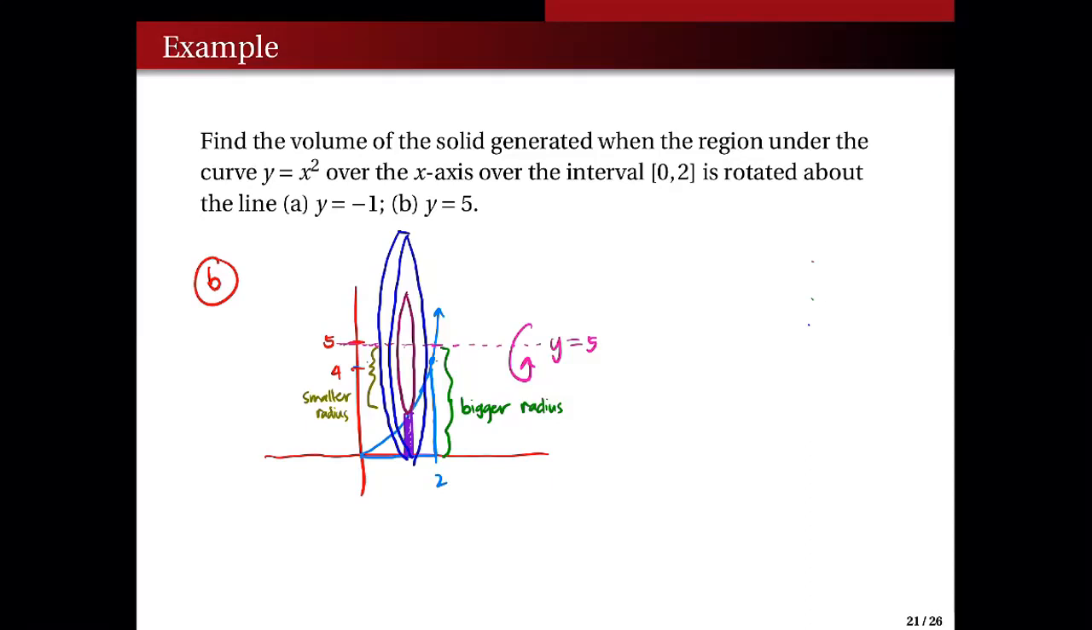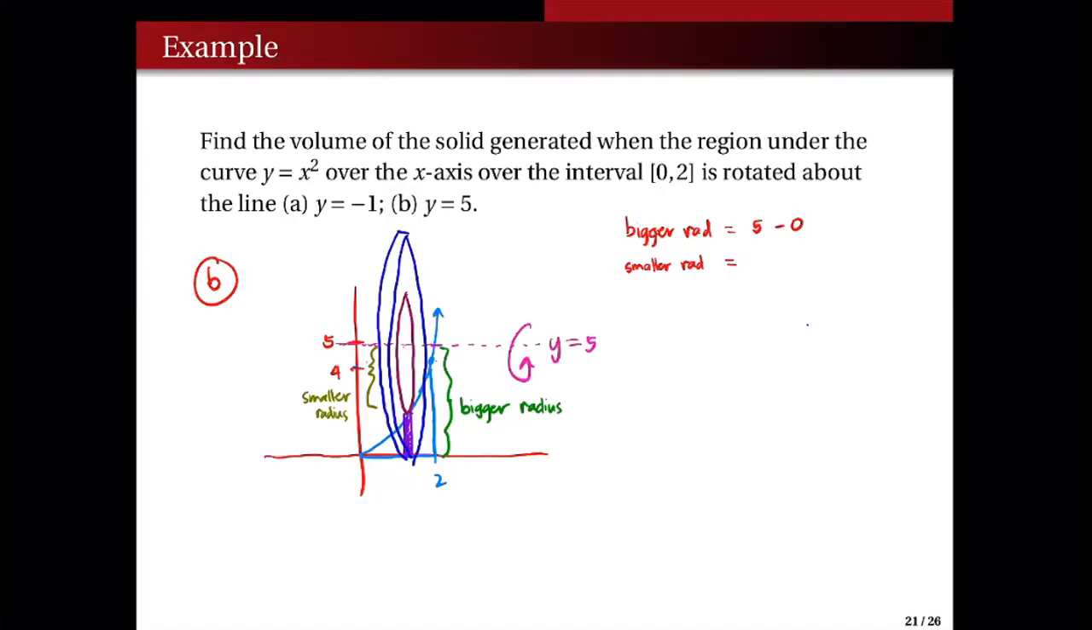So let's write them. Bigger radius. This is from y equals 5 up to y equals 0. So that's just 5 minus 0. And then the smaller radius, it's from y equals 5 up to y equals x squared. So that's 5 minus x squared.